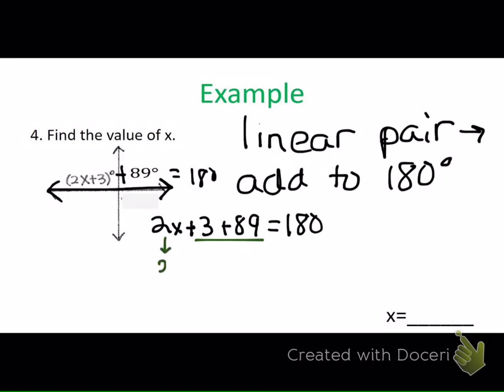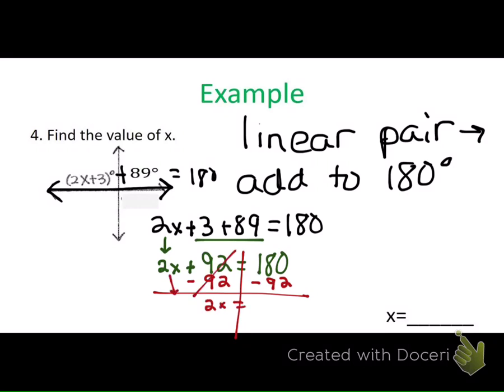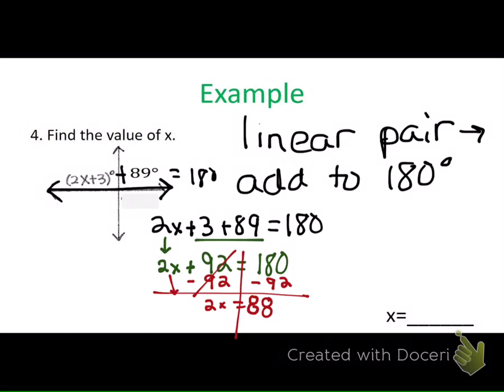So we'll drop down the 2x. What's 3 plus 89? 92. 2x plus 92 equals 180. Now, what's my second step? Subtraction. I'm going to subtract 92 on both sides. So that gets rid of this. We'll drop down the 2x. So 2x is equal to 88.